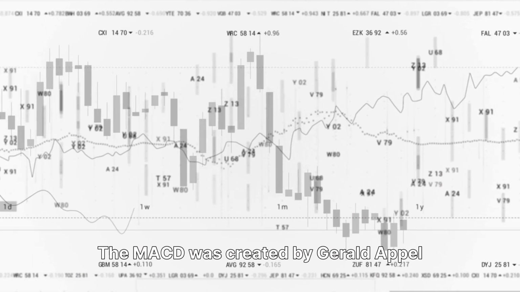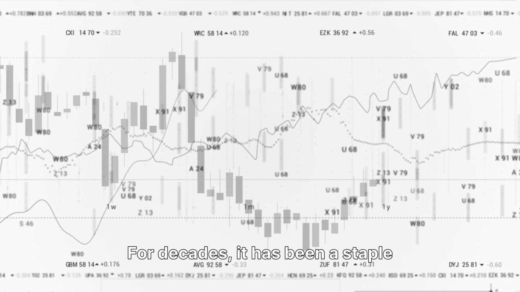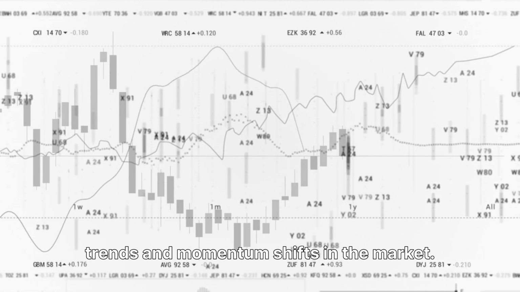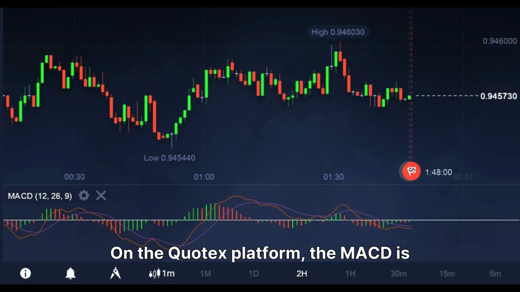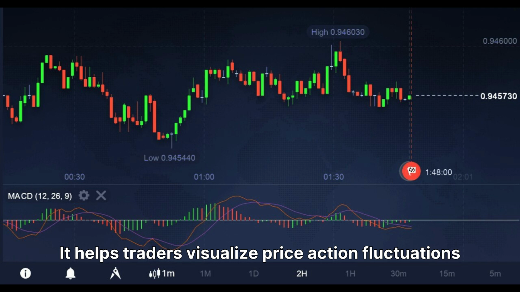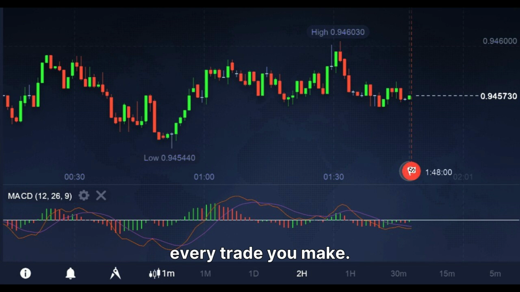The MACD was created by Gerald Appel in the late 1970s. For decades, it has been a staple for professional traders looking to identify new trends and momentum shifts in the market. On the Quotex platform, the MACD is a versatile oscillator. It helps traders visualize price action fluctuations and the underlying market volatility that drives every trade you make.